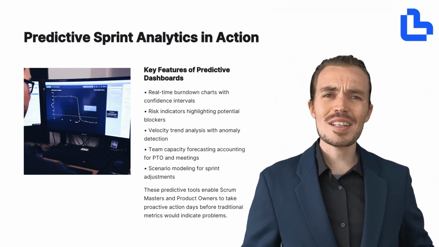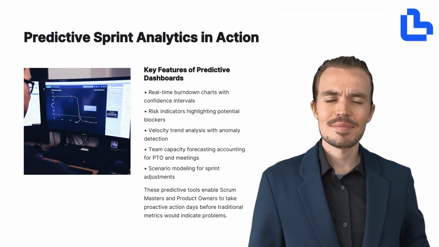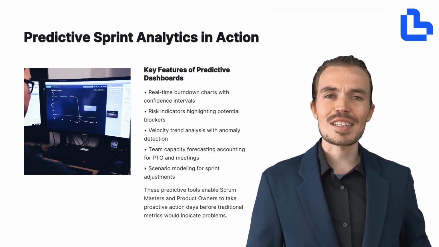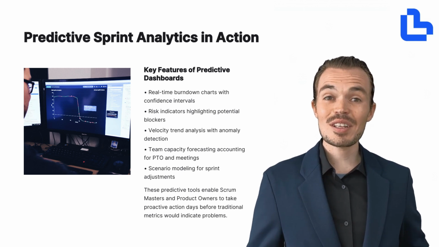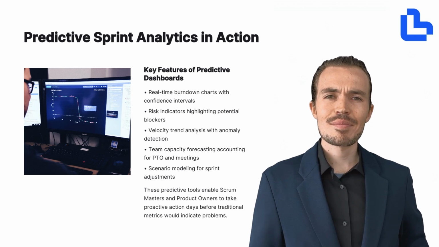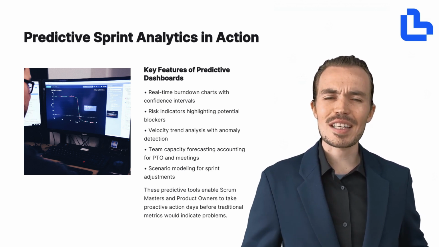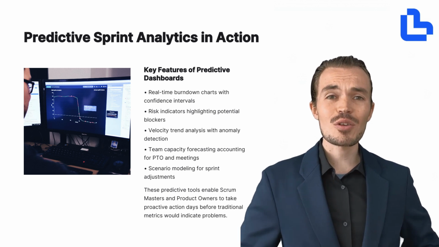You'll also see risk indicators that highlight potential blockers before they escalate. These are based on historical patterns and current sprint behavior, giving you a heads-up days before traditional metrics would raise a red flag. Velocity trend analysis is another key feature. The system can detect anomalies, like sudden drops or spikes in team performance, and flag them for review. This helps you understand whether changes are due to external factors, team dynamics, or process issues.